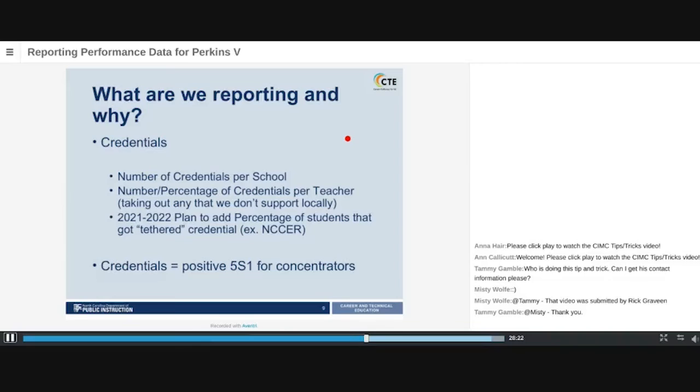So, I want to report to principals how many of those students are getting that tethered credential, or all of them within the individual named credential like NCCER. So that is definitely one that I'm going to be adding for next year.